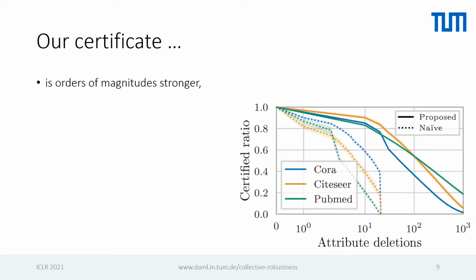Now, let's look at some results. The method is quite simple, but it leads to drastic improvements. For example, we can certify robustness for orders of magnitude larger amounts of perturbations. In this particular example here, we're considering different citation graphs, while the naive method can only certify about a dozen perturbations, we can certify robustness even for thousands.